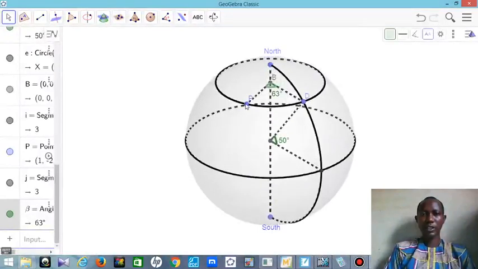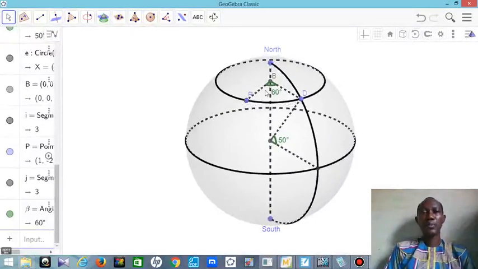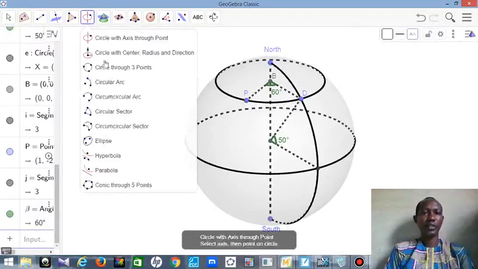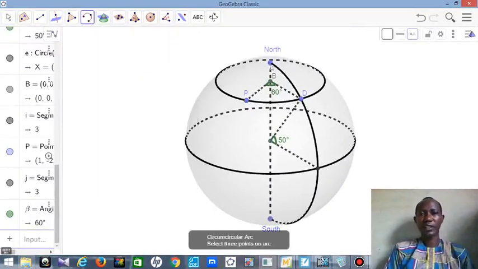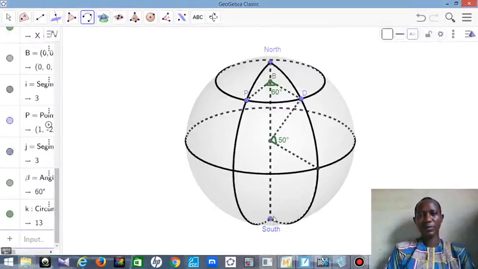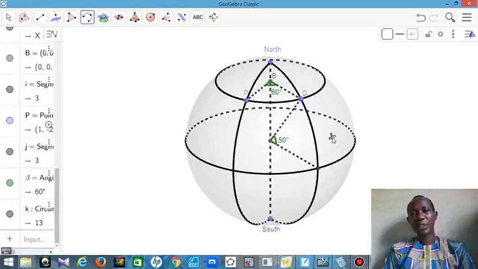So 60 degrees west. Okay, so this is the actual position of point P. You can see it now. Then let's put in the longitude line. So this is the line of longitude. You can see what we are talking about.